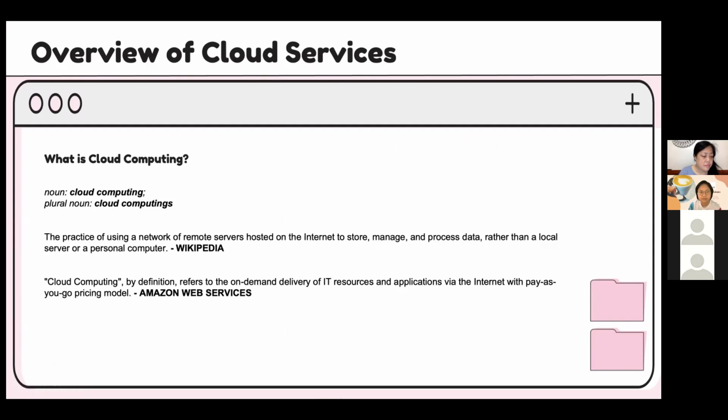Of course, as we define what is cloud computing, based on Wikipedia, this is the practice of using a network of remote servers hosted on the internet to store, manage, and process data rather than a local server or a personal computer. And based on the Amazon Web Services definition, cloud computing refers to the on-demand delivery of IT resources and applications via the internet with a pay-as-you-go pricing model. So nowadays, we all know that everything is moved to the cloud, running in the cloud, accessed from the cloud, or maybe stored in the cloud. So that's why the demand for certified cloud practitioners and architects is increasing across all the sectors of the economy.